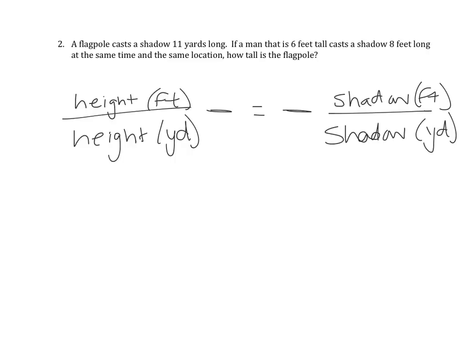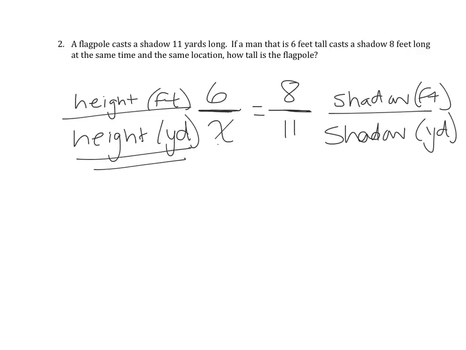The labels on the side, I really want them there. So here, a flagpole casts a shadow that's 11 yards. Where does that go? That goes in the bottom where I said I was going to put 11. So that stands for 11 yards. If a man is 6 feet tall and casts a shadow 8 feet long, the man is 6 feet tall, so I put the 6 here and the 8 here. And I'm asking how tall is the flagpole? So I'm asking for the height of the flagpole in yards.